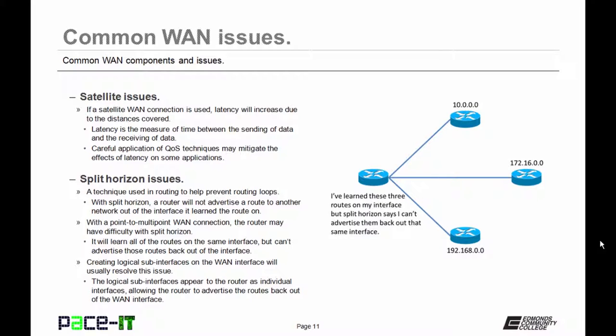Split horizon is another issue. Split horizon is a technique used in routing to help prevent routing loops. With split horizon, a router will not advertise a route to another network out of the interface that it learned the route on. With a point-to-multipoint wide area network connection, the router may have difficulty with split horizon. It will learn all of the routes available to it on the same interface, but it can't advertise those routes back out of that interface. Creating logical sub-interfaces on the wide area network interface will usually resolve this problem. The logical sub-interfaces appear to the router as individual interfaces, allowing the router to advertise the routes back out of the WAN interface.